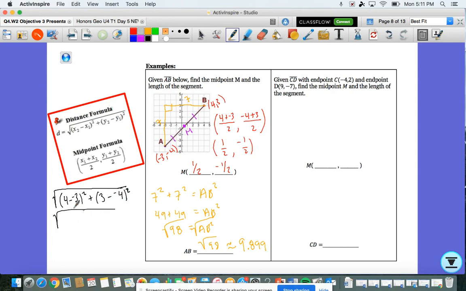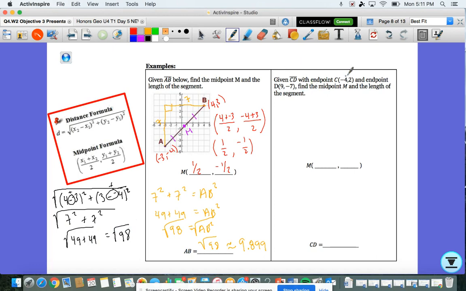This is going to give you 4 minus -3, that's like adding. So 7 squared plus, same thing here, it's like adding, 7 squared, 49 plus 49. And again, we're at that point where we're saying the square root of 98. So do what works best for you.